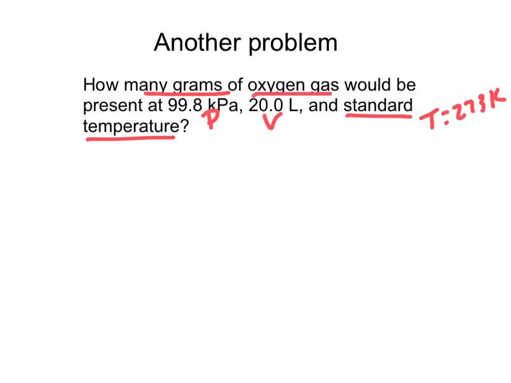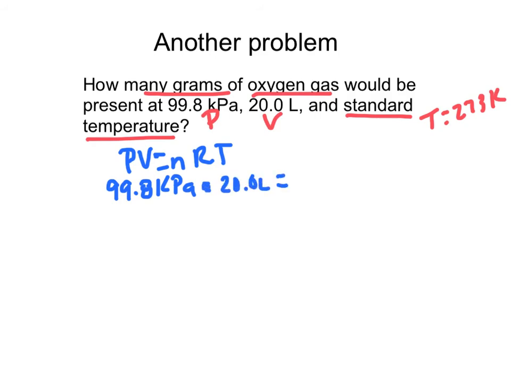So I'm going to start out with my ideal gas law. I don't have grams in my ideal gas law, but I've got something else that might be helpful. PV equals nRT. My pressure is 99.8 kilopascals, times 20.0 liters, equals, I don't know N, that's my number of moles. When I find the number of moles, then I can change it to grams using a simple action line. But R is my universal gas constant.